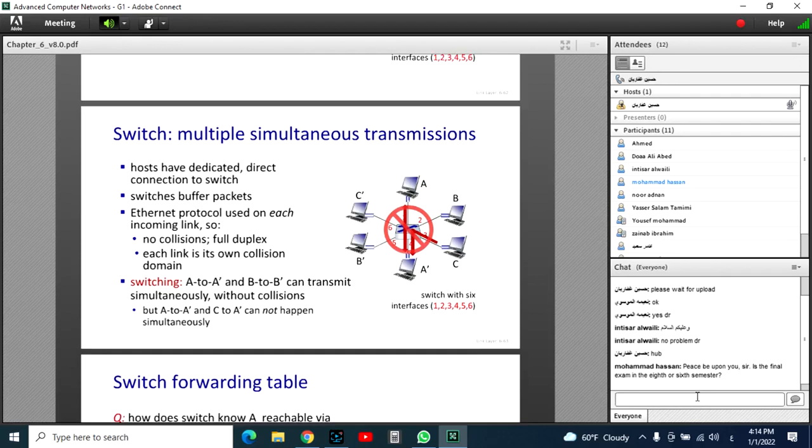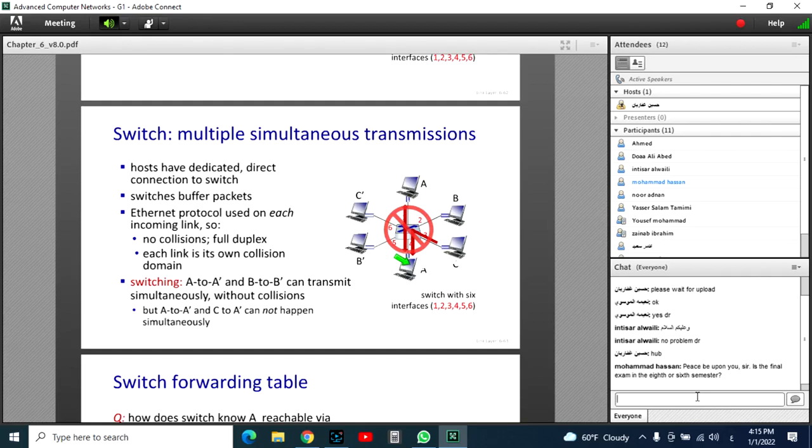Look here: A is sending data to A prime. Can C send data to A prime simultaneously, at the same time? No. A is sending to A prime, so at the same time C cannot send information to A prime. It's because of collision. The path between the switch and A prime is busy, so C cannot send information to A prime simultaneously.